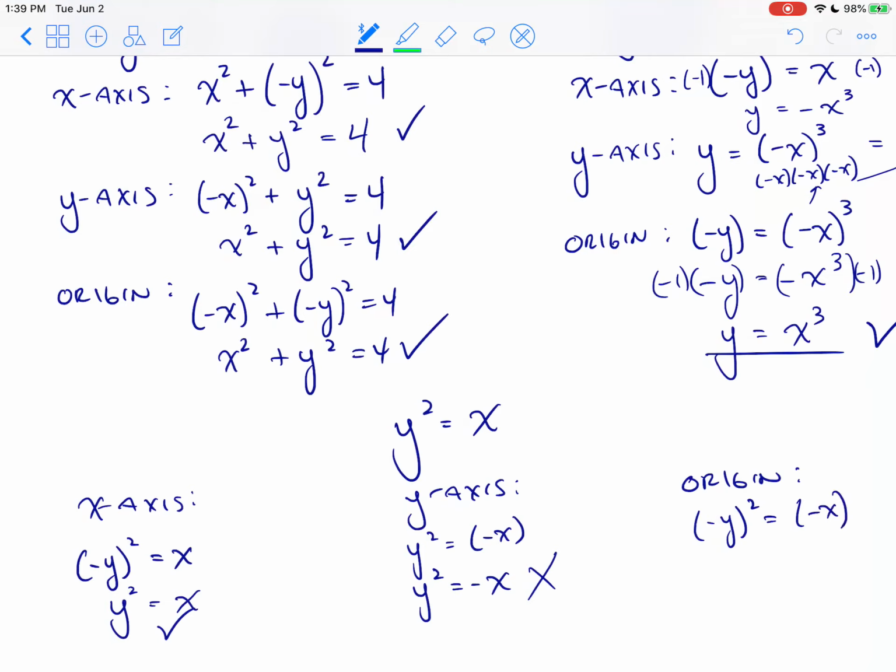Then we try origin symmetry. We replace both of them. On the left side of the equation, we get a positive y squared. On the right side of the equation, we get negative x, which is not the original, and so that doesn't work either. So we only have x-axis symmetry for this problem.